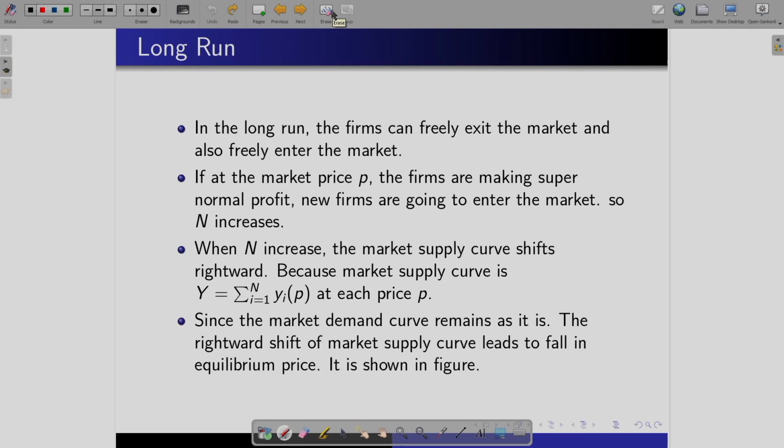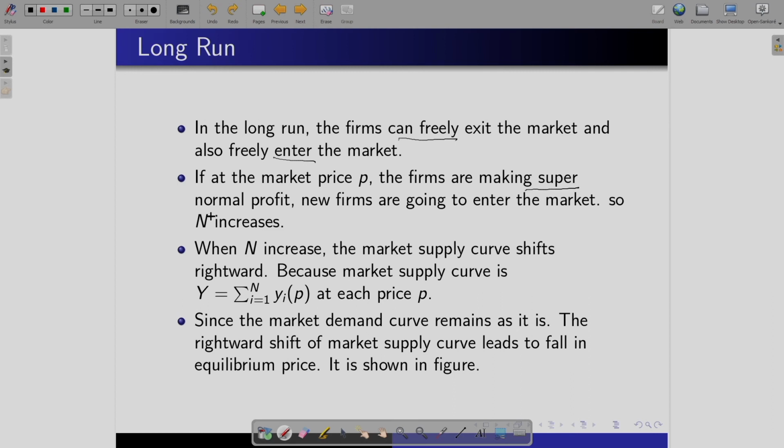So, in the long run, the firms can freely enter and freely exit the market. What does this mean? It means that if I want to enter the market, I do not have to pay anything or bear any extra cost, and if I want to exit this market, I do not bear any extra cost.